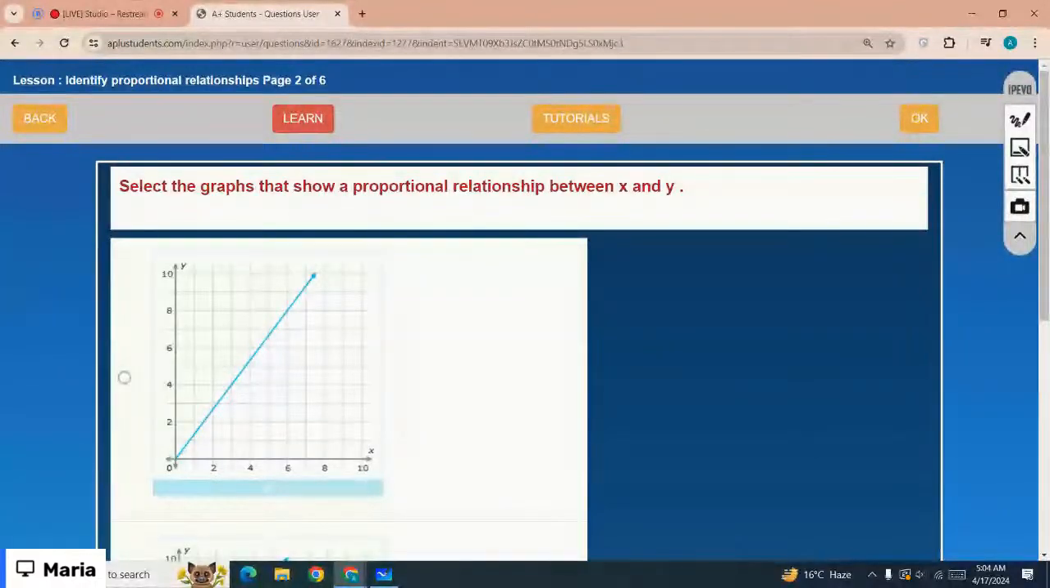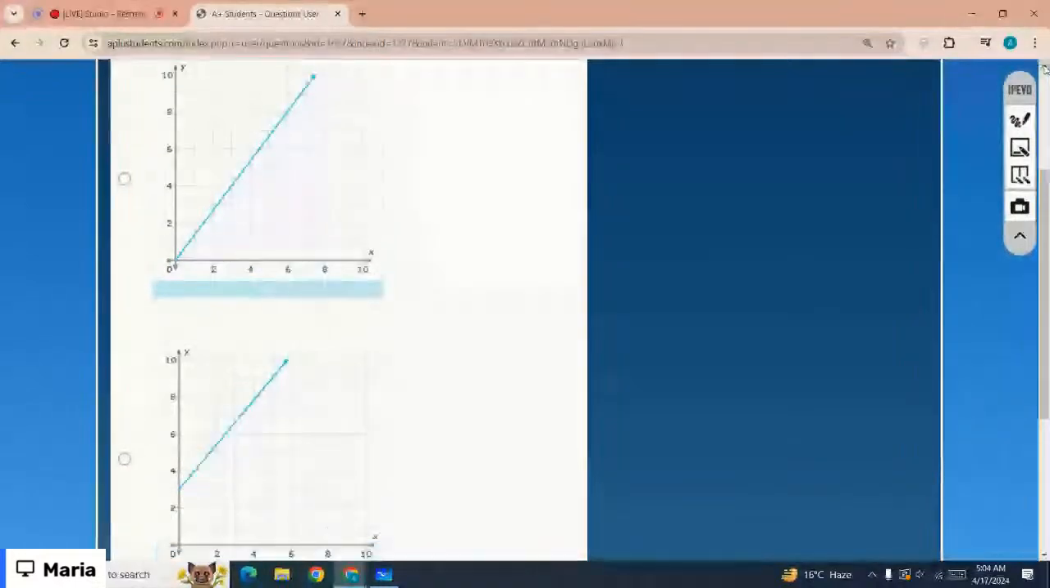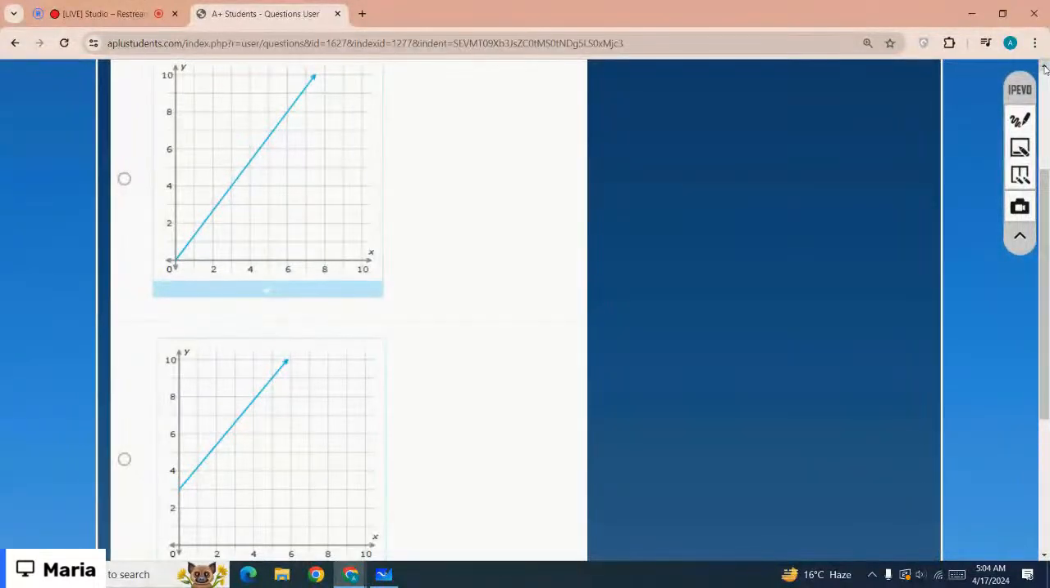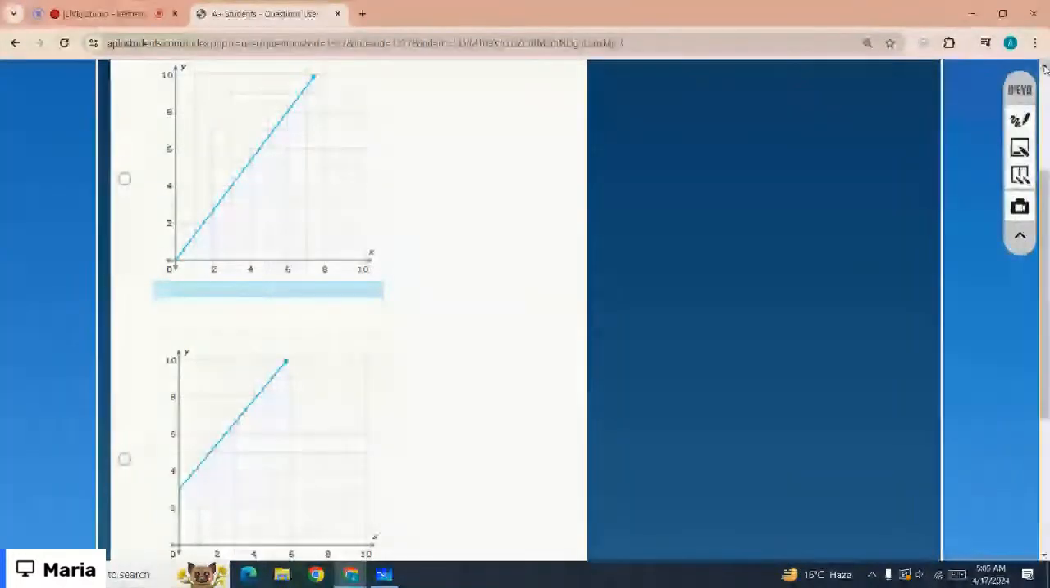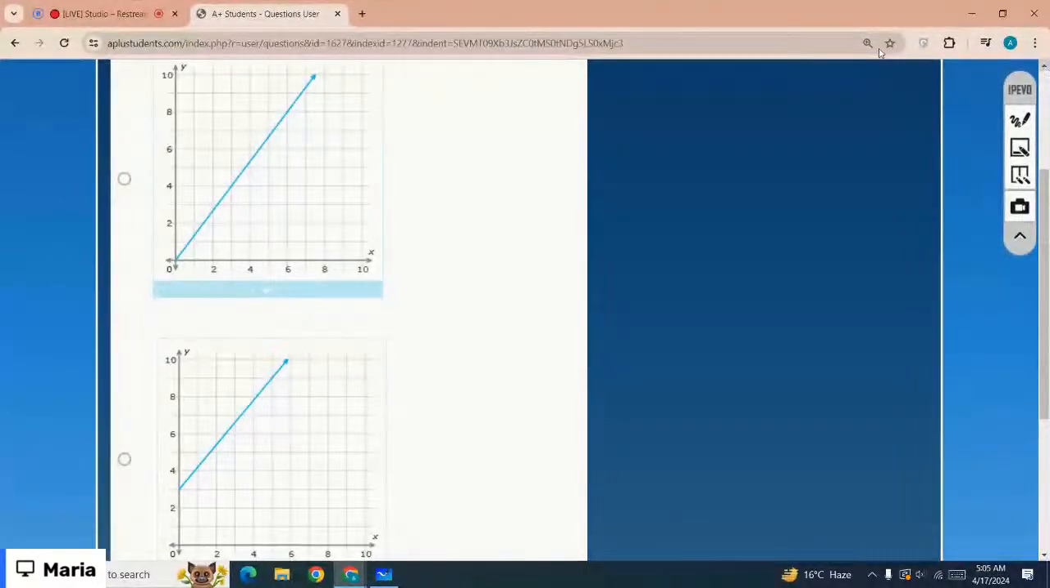Select the graph that shows a proportional relationship between x and y. You are given two graphs. You have to see which one shows the proportional relationship. The correct option is option number one, because that is the graph that is a straight line and passing through the origin.